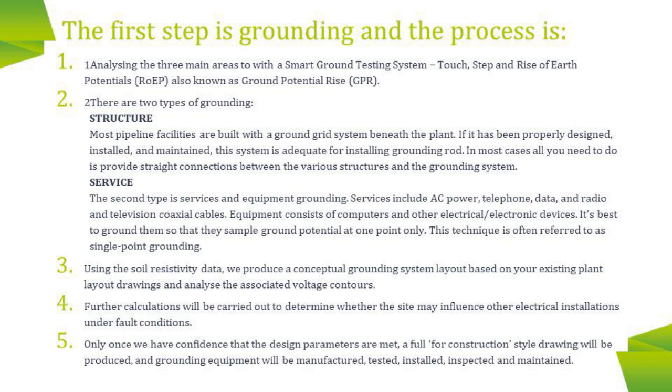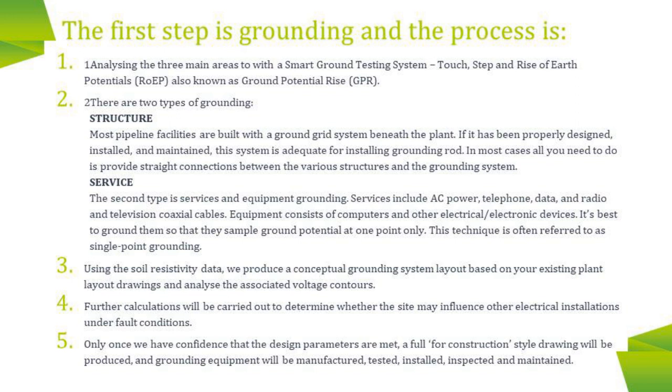2. There are two types of grounding. Structure. Most pipeline facilities are built with a ground grid system beneath the plant. If it has been properly designed, installed, and maintained, this system is adequate for installing grounding rod. In most cases, all you need to do is provide straight connections between the various structures and the grounding system.